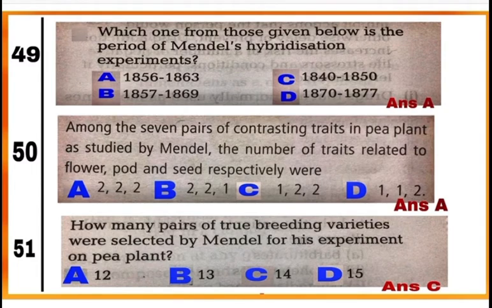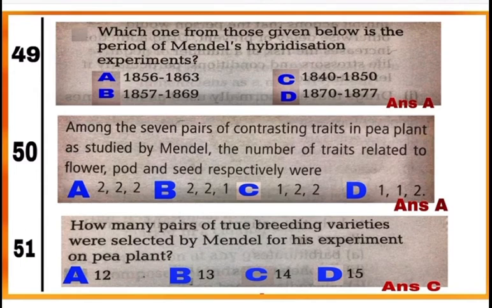Question 50. Among the 7 pairs of contrasting traits in pea plant as studied by Mendel, the number of traits related to flower, pod and seed respectively were? Option A. He studied 2 traits of flower, color and position of flower, 2 traits of pod, shape and color of pod, and 2 traits of seed, shape and color of seed.